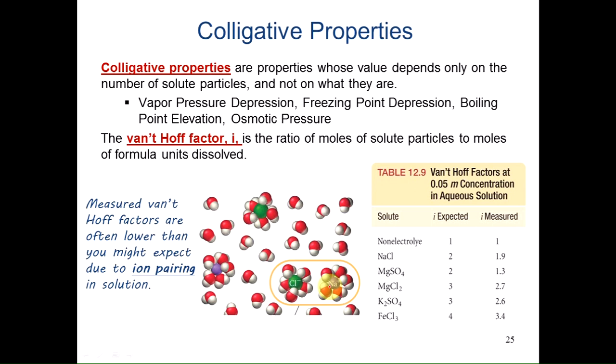And notice for iron trichloride, we have a much bigger deviation. So imagine an iron 3+, and you've got 3 chlorides. Because this iron 3+ has a higher charge, it's much more likely to ion pair with one of these other chlorides. So that's why you have a larger deviation from 4 for the iron chloride. It's 3.4 versus the expected 4. So you're much more likely to have ion pairing due to the higher charge.